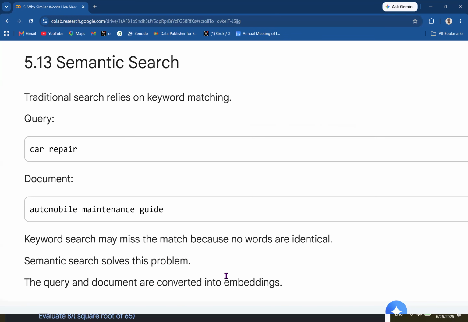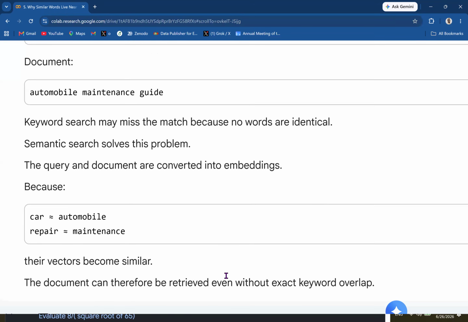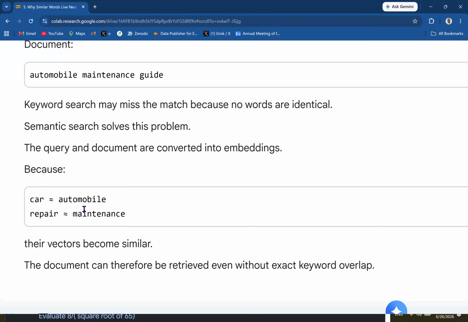The query and documents are converted into embeddings. How close are they in general human language, right? Because car is almost like automobile and repair is like maintenance, their vectors become similar. So the documents can therefore be retrieved even without exact keyword overlap.